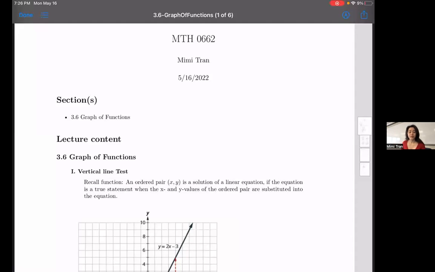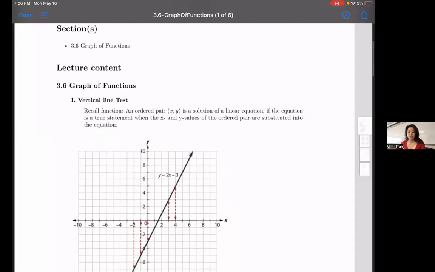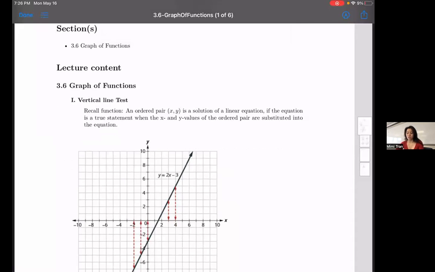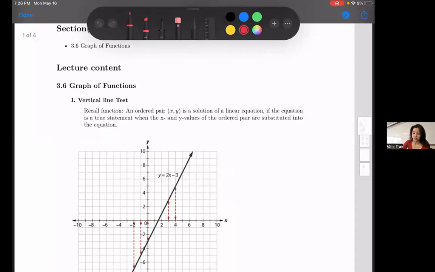All right, hello. So here it is, 3.6, graph of functions. So vertical line test, I talked about this from last lecture, but let me recap this for you again. Recall functions. We say that a relation is a function if the ordered pair xy is a solution of a linear equation, right? And for every x, you only have one y, right? So that means x cannot be repeated. In order to be called a function, the x value cannot be repeated.